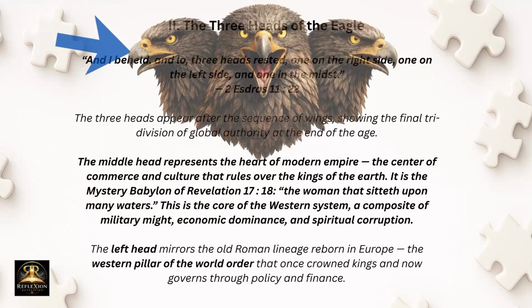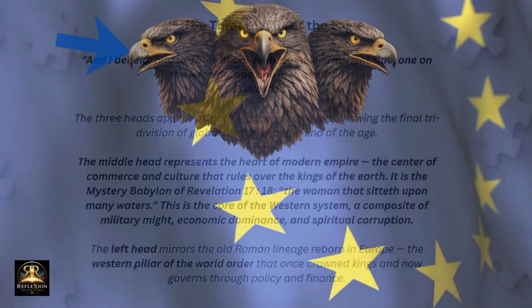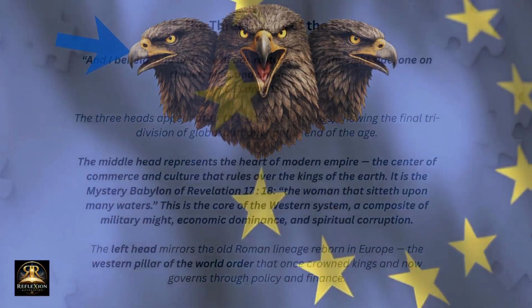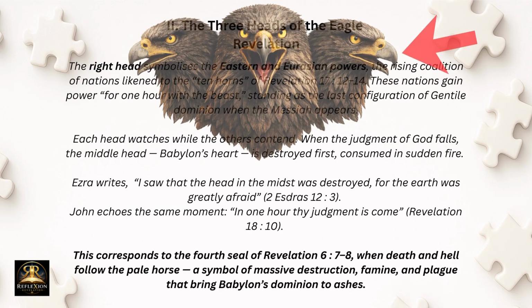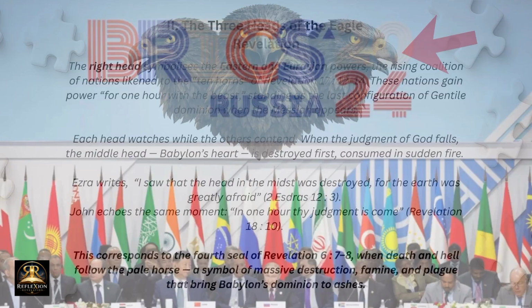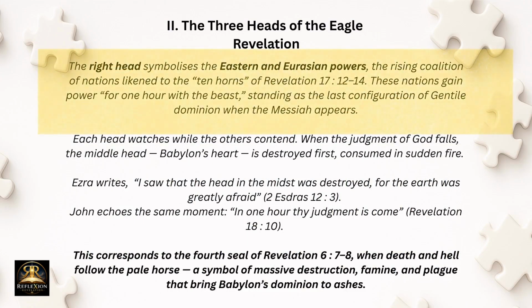The left head is the Roman lineage, the Western pillar, the NATOs, the EUs. The right head is the Eastern Eurasian powers rising in coalition, linked to the 10 horns, right? And it's going to make sense. These nations gain power for 1 hour with the beast, standing as the last configuration of Gentile dominion when the Messiah appears. Each head watches while the others contend.